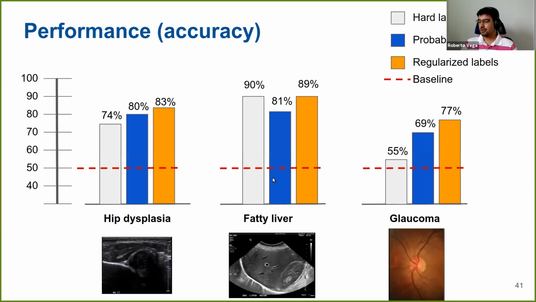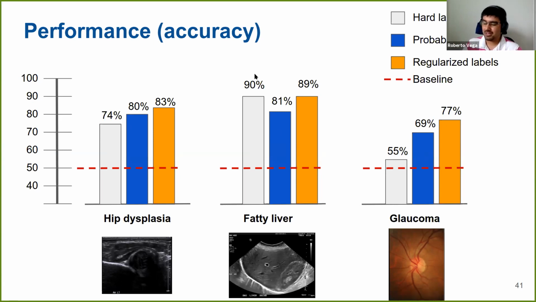And when we did this, we got even better results. So this is the orange model. We went from 74 with the categorical labels to 80 with the probabilistic labels to 83 with this combined, or this trade-off of probabilistic and categorical labels. In the case of glaucoma, we were even happier because the jump was up to 22% in here.